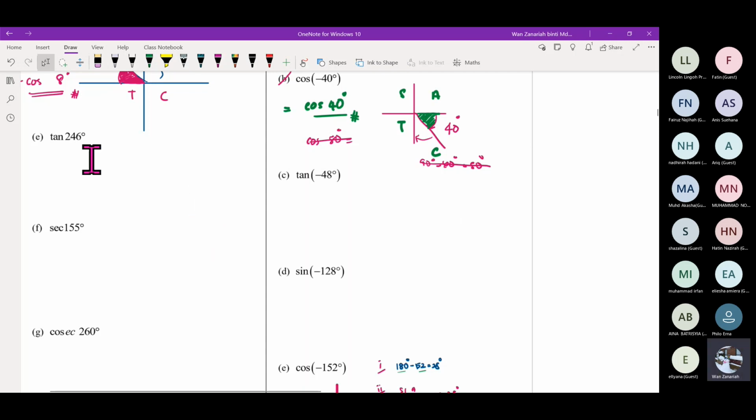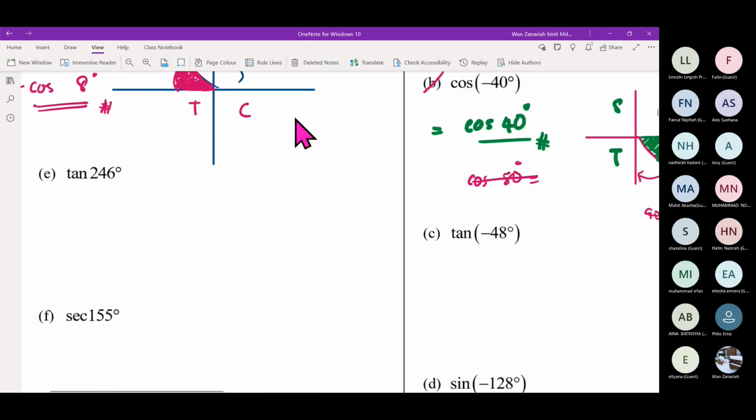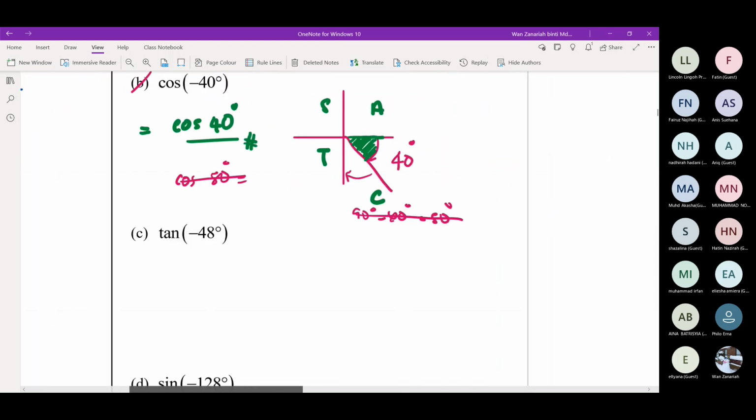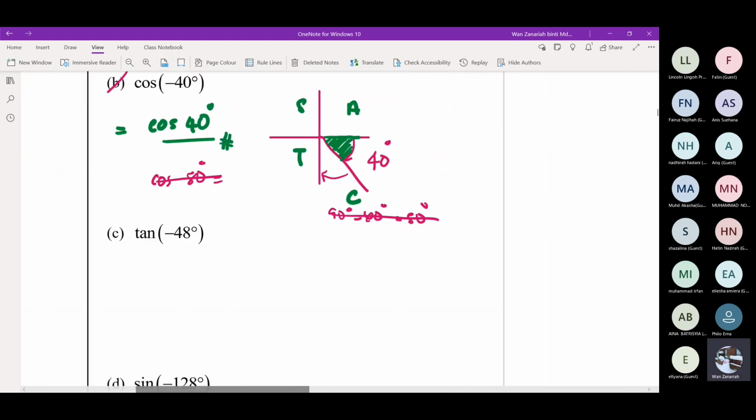Okay, do you need further explanation, or should we go straight to negative angles? Okay, straight to negative angles. So C and D, we do those two questions. Okay, negative 48.